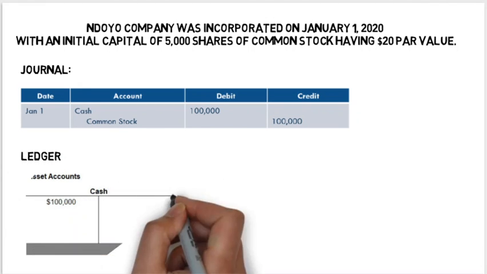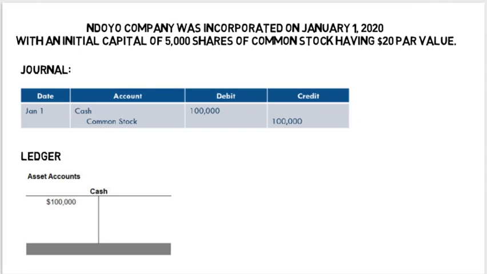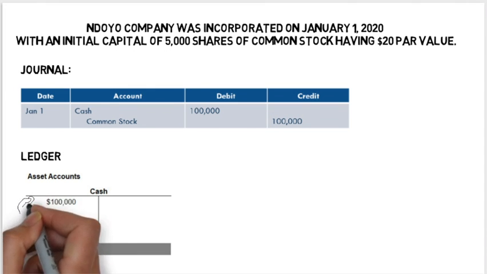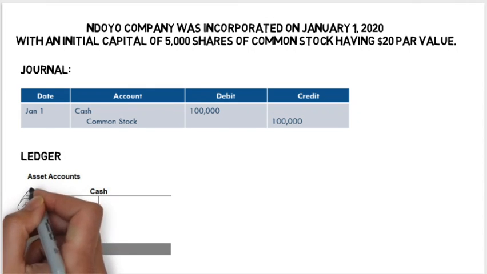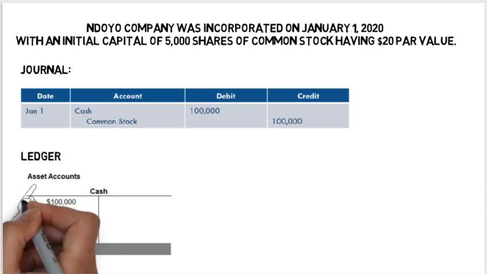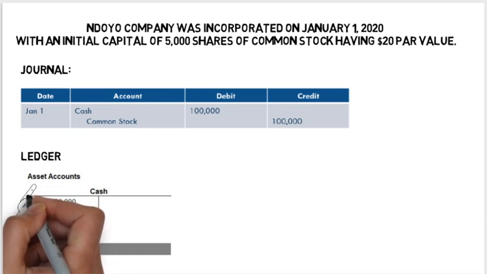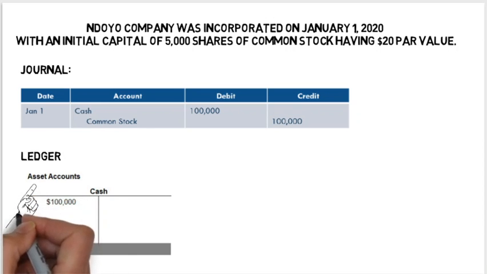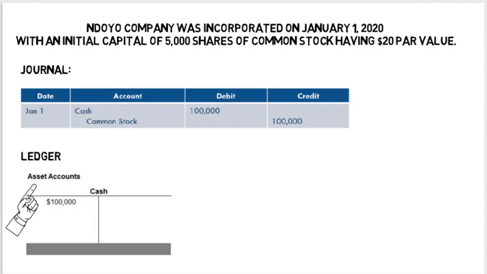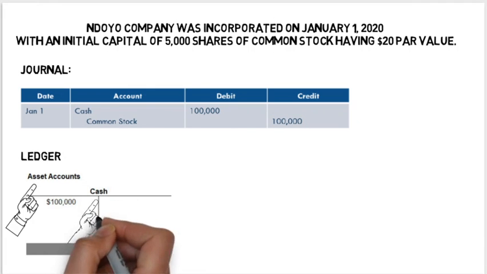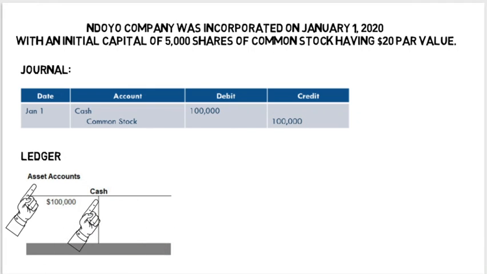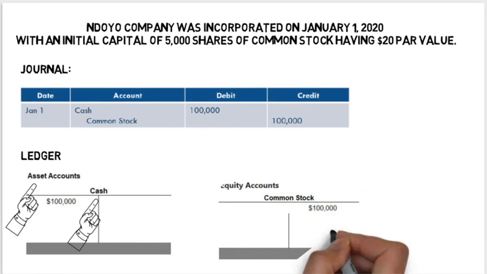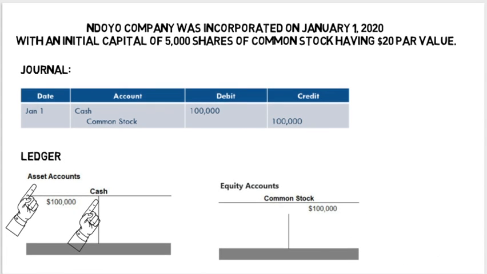After making a journal, now let's make the ledger. Cash is a part of an asset account, so write asset account at the top left. Next, we have to give a more specific account, so write cash in the middle of debit and credit, and write $100,000 in the debit column. Common stock is a part of equity account. In the same way we can make the ledger.